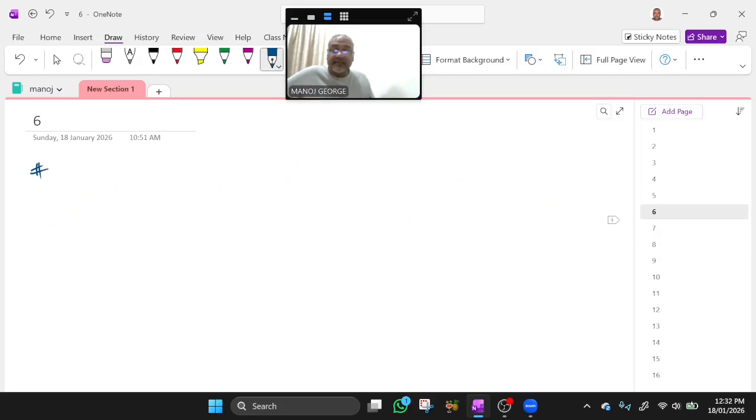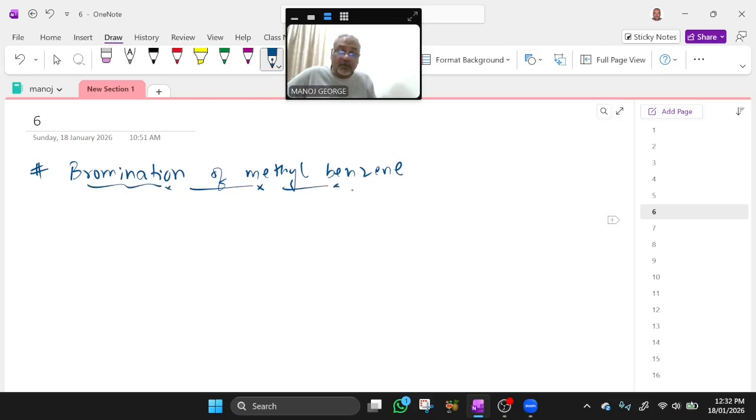Okay. Now let's have a look at our bromination. Remember, bromination is just a common name. You're not supposed to write that in the exam. Bromination of methyl benzene is just to give you an indication that I'm reacting methyl benzene with bromine. Now there is a very important small point which you have to keep in mind, which will be tested later when we do phenols and amines. So please keep a lookout for this.